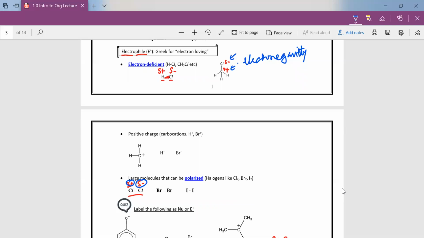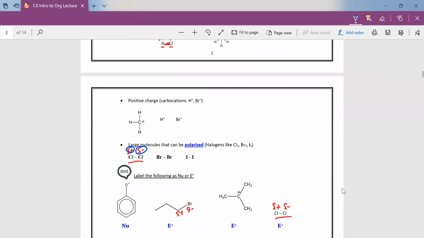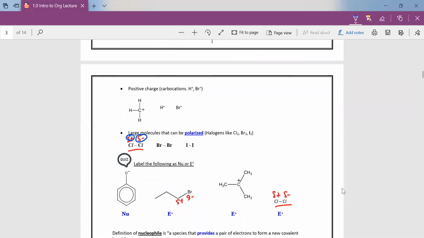Alright, so if you've done the labeling, you have one nucleophile and three electrophiles. The nucleophile, you can see why, because there is a negative charge. The electrophile is because you can have an electron deficient species in your compound itself.